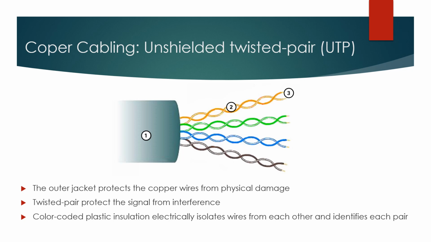As you can see in the figure, the color codes identify the individual pairs and wires and aid in cable termination. In the figure, with number 1, we show that the outer jacket protects the copper wire from physical damage. With number 2, you can see that the twisted pairs protect the signal from interference. And with number 3, we show that the color-coded plastic insulation electrically isolates the wires from each other and identifies each pair.